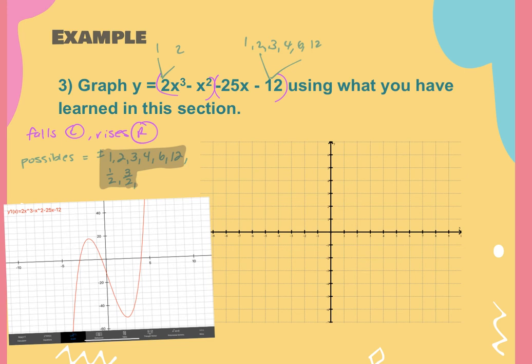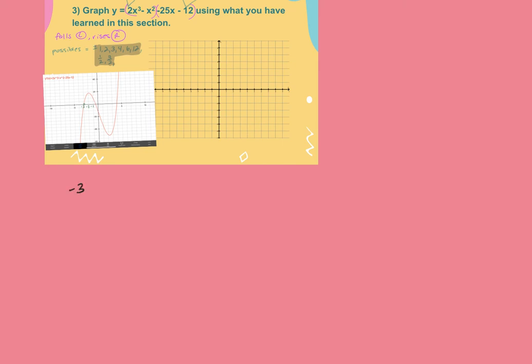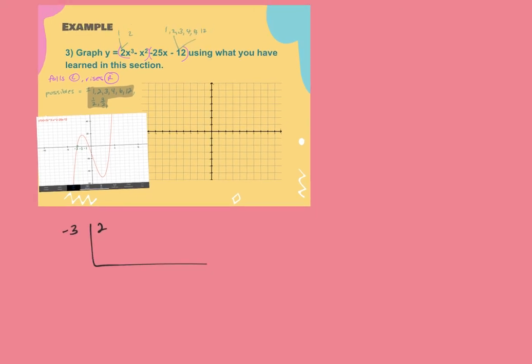So let's just grab this first one. This would be -1, this would be -2, this would be -3. So if we had tried -3, we should have got a remainder of 0. So -3 on the outside and 2, -1, -25, -12. Bring down the 2.